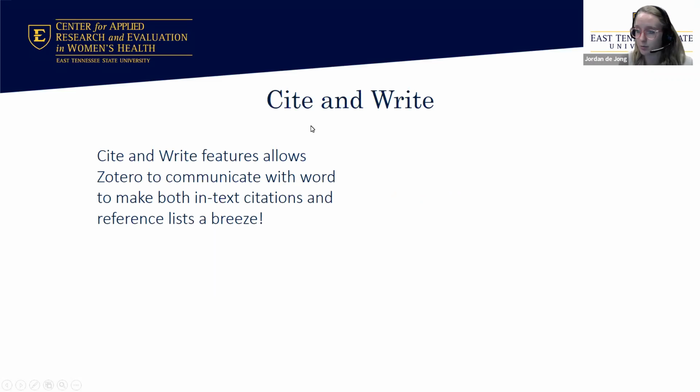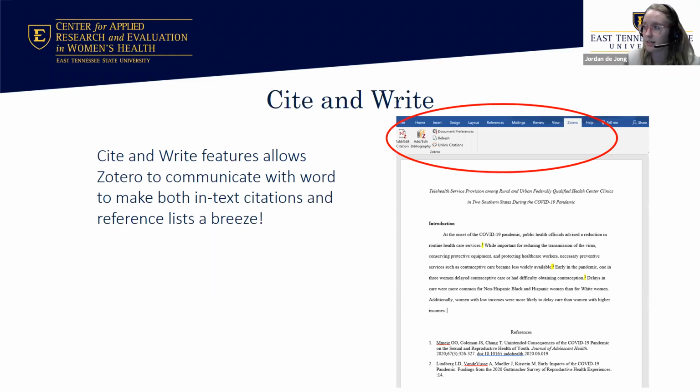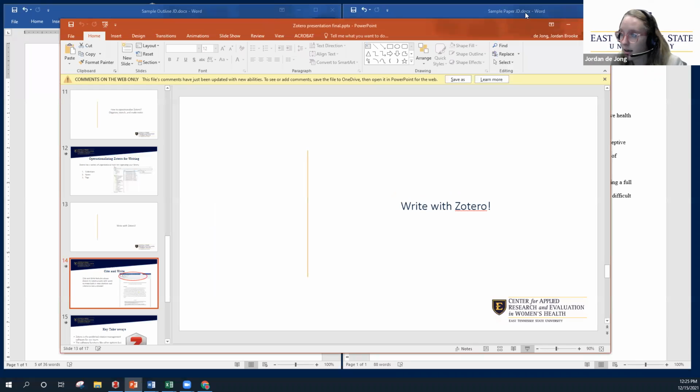Thank you, Leanne. So I am going to chat with you all about what is probably my favorite feature of Zotero, which is cite and write. It basically does all of the heavy lifting for you for citing both in text and references. It's absolutely wonderful. It makes the process of managing your citations when you're in the writing process so much easier. So I'm going to demonstrate that for you now.